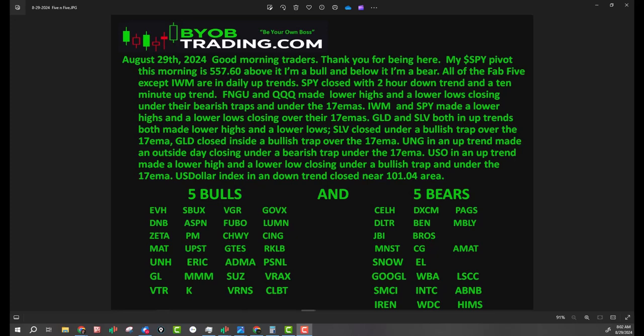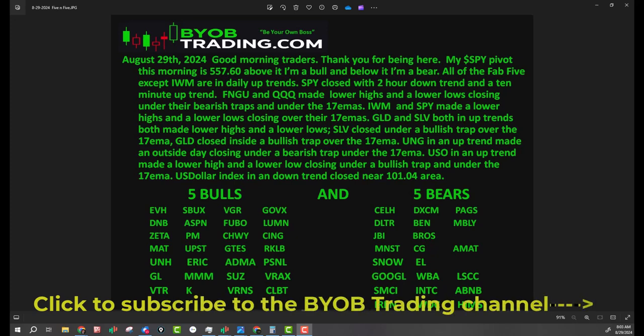All right, my SPY pivot this morning is 557.60. Above it, I'm a bull. Below it, I'm a bear. All of the Fab 5 except for the IWM are technically in daily uptrends. IWM is acting very bullish. SPY closed with a 2-hour downtrend and a 10-minute uptrend. FNGU and QQQ made lower highs and lower lows, closing under their bearish traps and under the 17 EMAs. IWM, SPY made lower highs and lower lows, closing over their 17 EMAs.